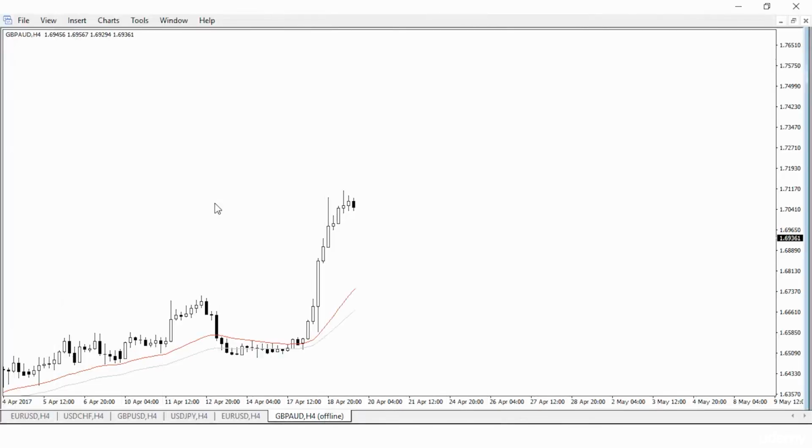Now, let me give you an example of the usage of the Fibonacci retracement tool in a real price action chart. As I open up a price action chart on the MetaTrader terminal, you can see that this is a 4-hour chart of pound versus Australian dollar.